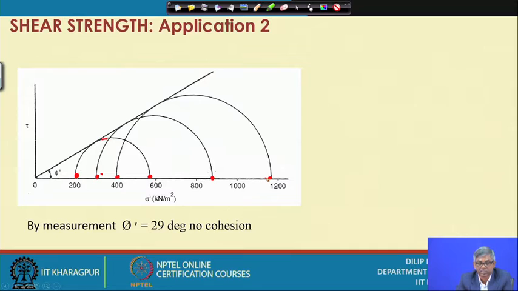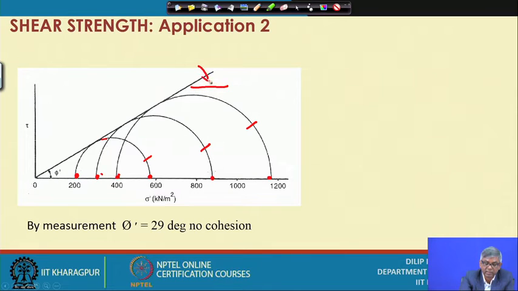1162 is your sigma 1 dash, the major principal stress. So, again the distance between this and this is the diameter of the circle. I can find the midpoint, and taking half of this as radius, I can complete another circle. So, this is circle 1, 2 and 3, and you can see that through all three circles, if you draw a common tangent, it passes through the origin, and we are getting an inclination.